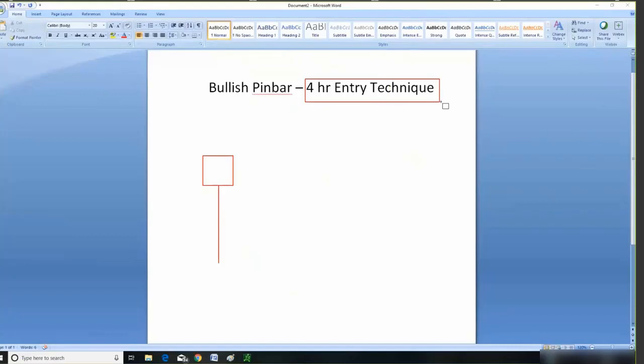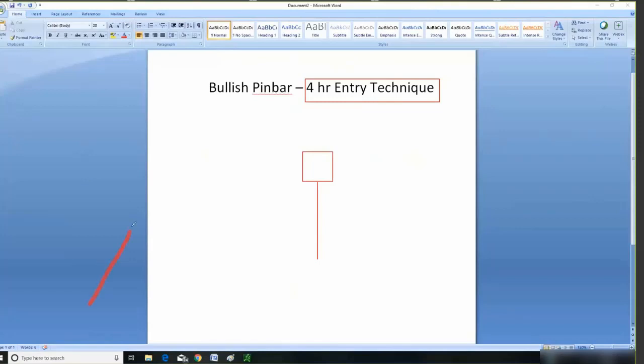Because we recognize these signals on the daily time frame, but then we drop it down into the 4-hour or even the 2-hour if you really want to go there, to get a more precise entry. So let's dissect the 4-hour entry on a bullish pin bar. Let me move this pin bar right here in the middle. This is something that we look for in an uptrend.